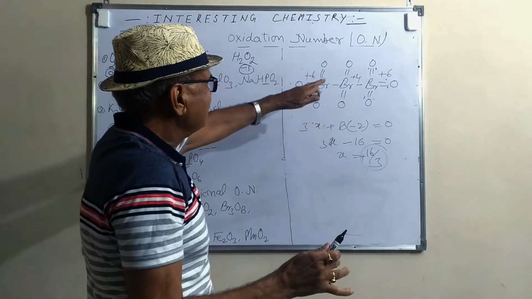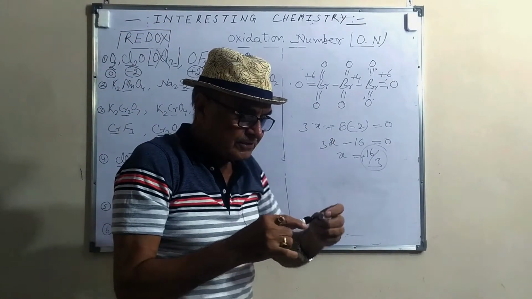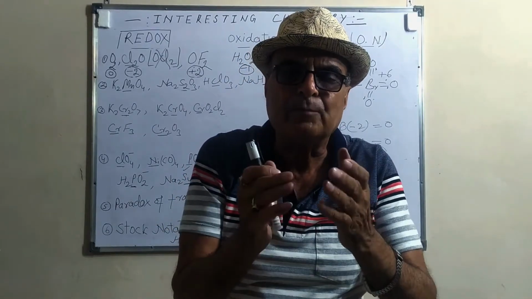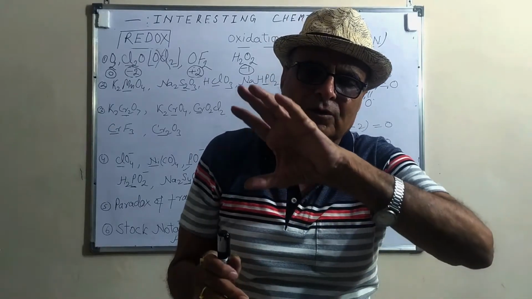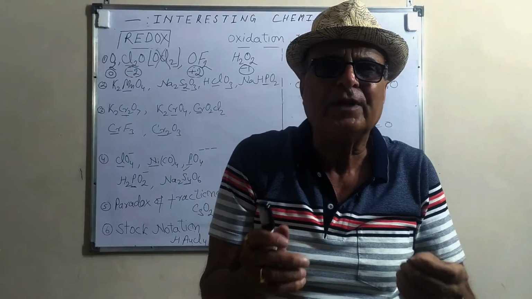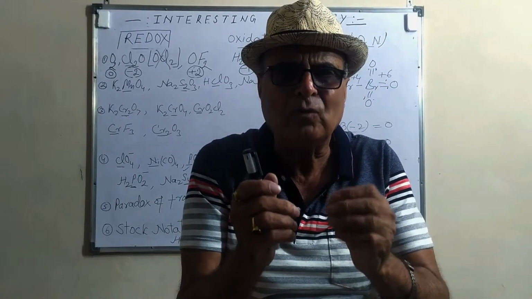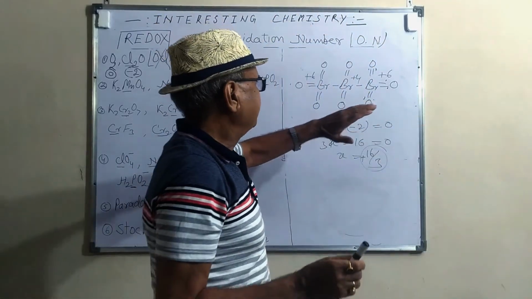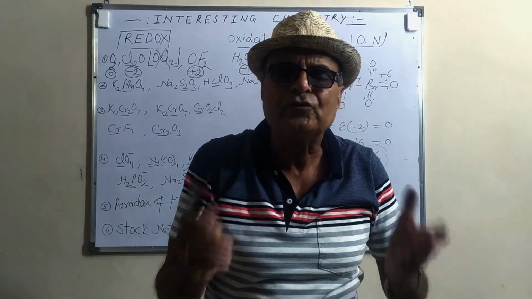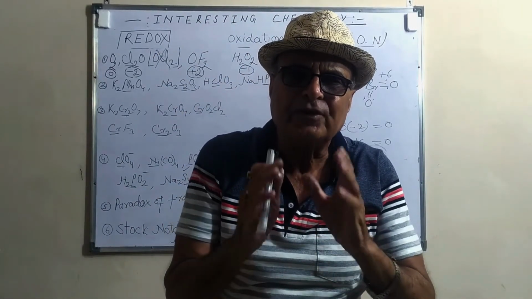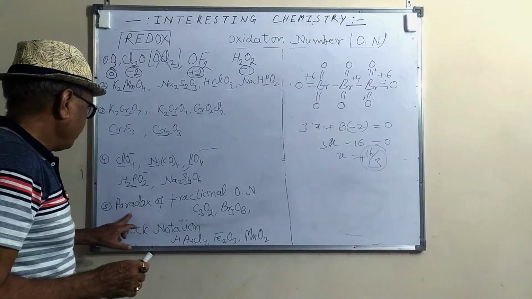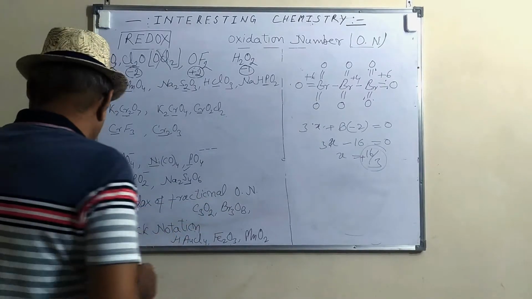So in this case, we can reveal the actual oxidation number with this structure. Always, when a fractional oxidation number is found, give the structure to clarify and define the fractional oxidation number. So I told you about the paradox of the fractional oxidation number.